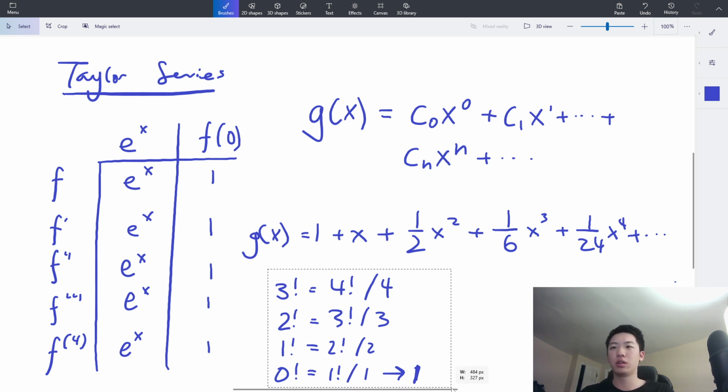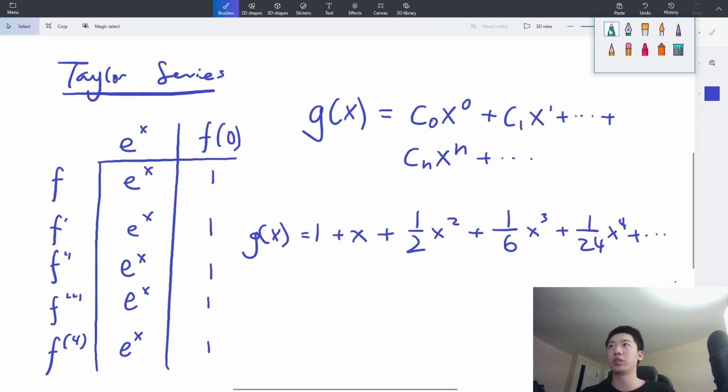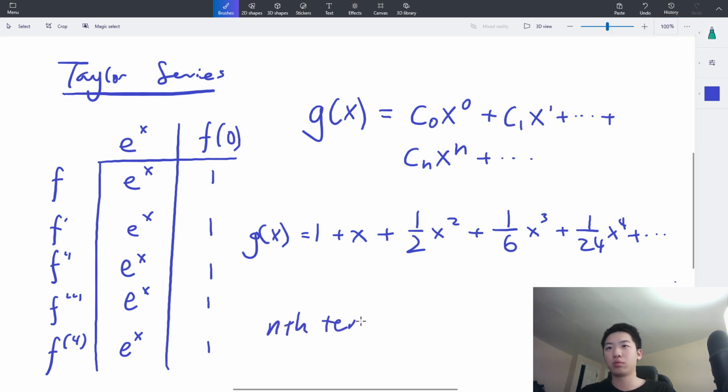Alright, so anyway, back to the main point there. The nth term equals, and we're starting at the 0 index, by the way. We're starting at 0. So the nth term equals x to the n over n factorial. And then obviously, you can have infinitely many terms.